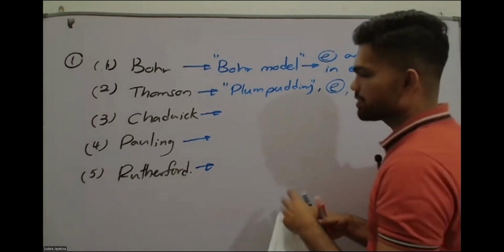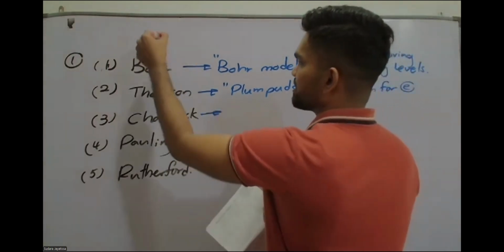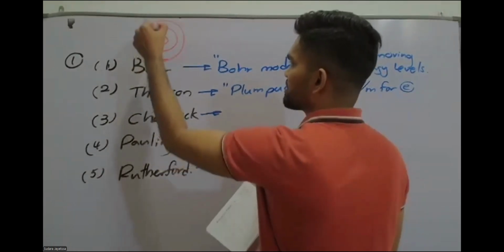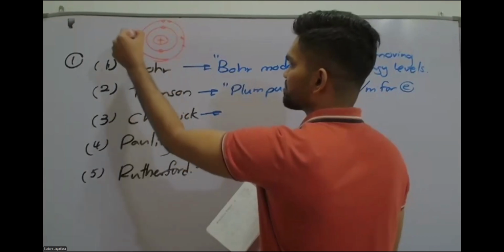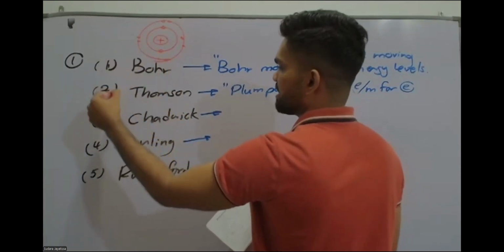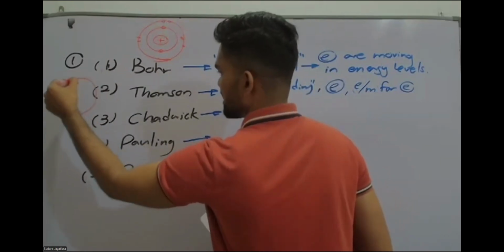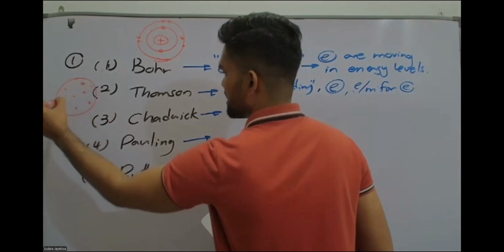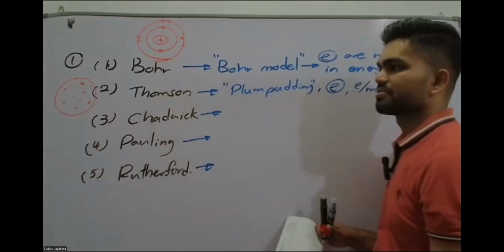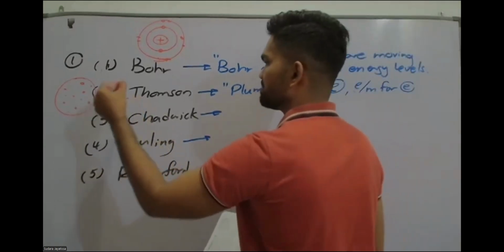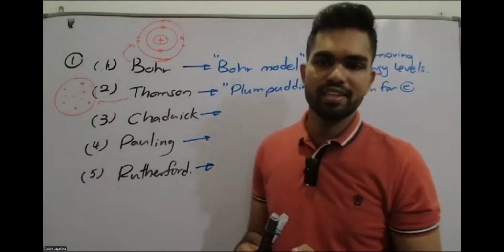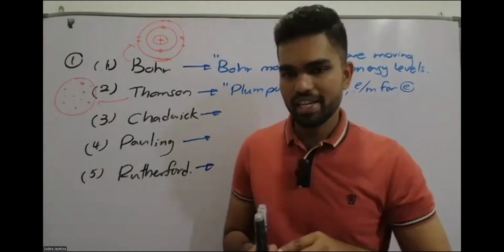In addition to that, you can draw their atomic model also. Here, in the Bohr model, electrons are moving in energy levels, right? And in Thomson's, a positively charged sphere is there, and negative electrons are embedded in that. That is the plum pudding model. So like that, just write a few things in order to remember these things. I hope you get what I'm telling, right?